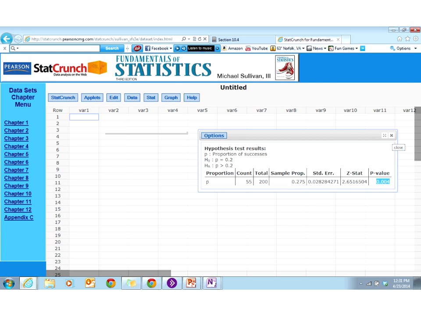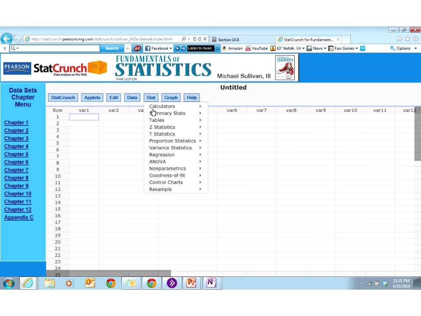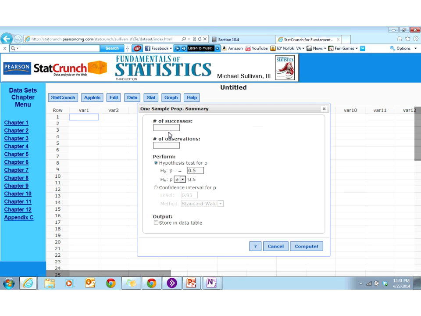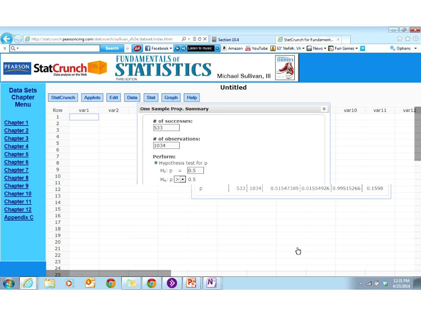You can just do options edit, but we'll go through Stat, Proportion Statistics, one sample with summary. Number of successes was, that's your X, 533, over number of observations, which was 1034. H0: P is equal to 0.5, and the alternative would be that it's greater. Compute.